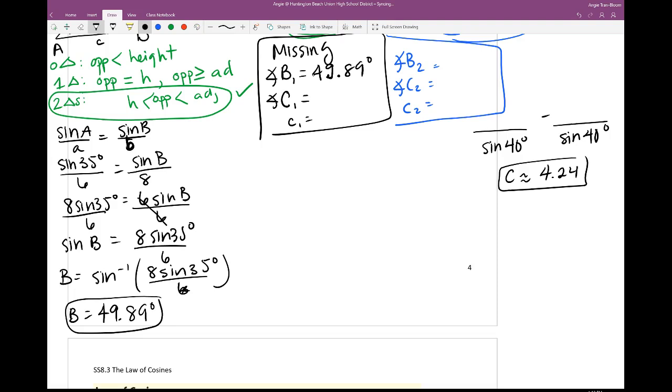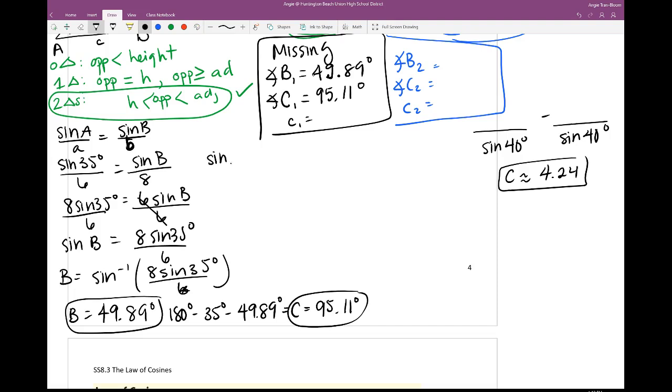49.89 degrees. So C is, I can just take 180 minus 35 degrees minus 49.89 to give me C, and that will give me 180 minus 35 minus 49.89, 95.11 degrees. So 95.11 degrees. Let's find little c, okay?